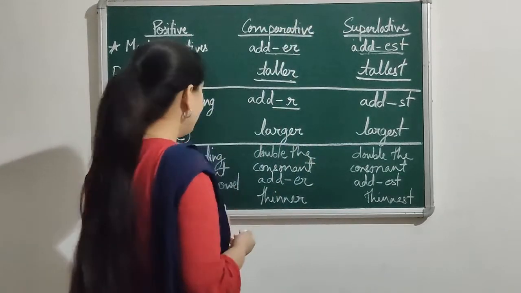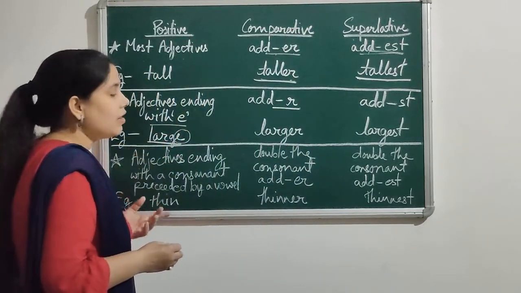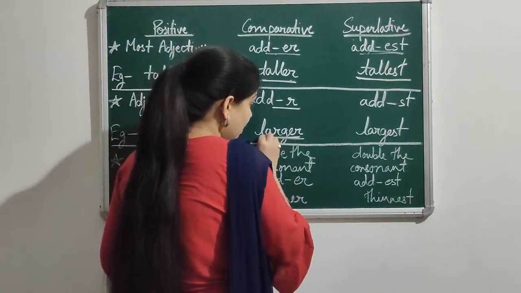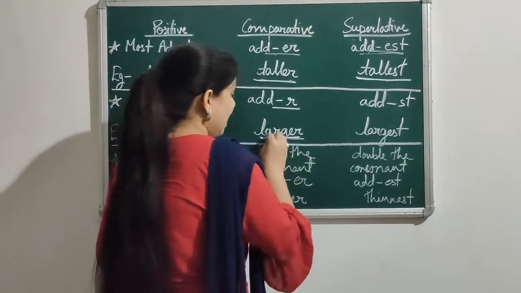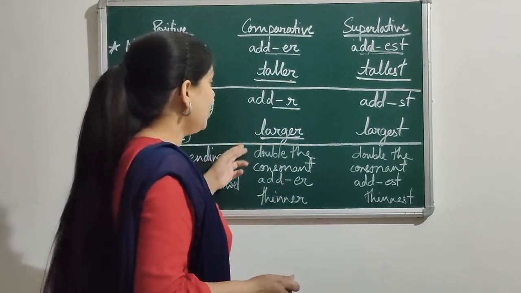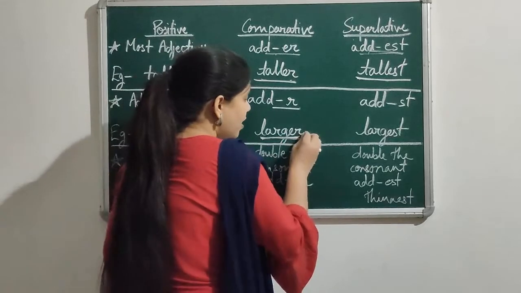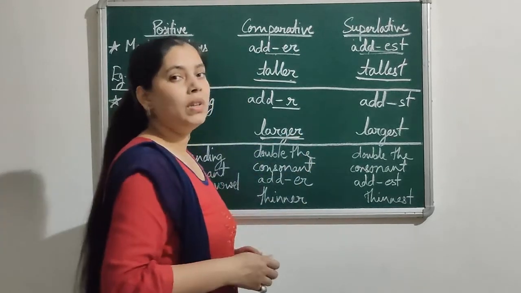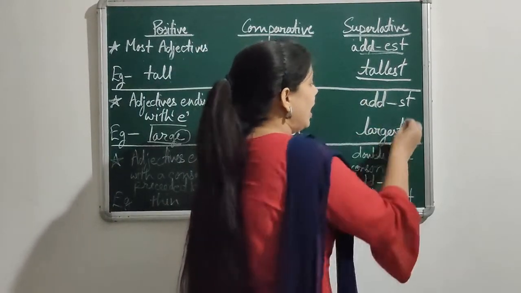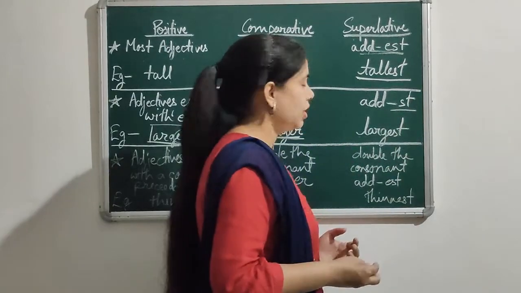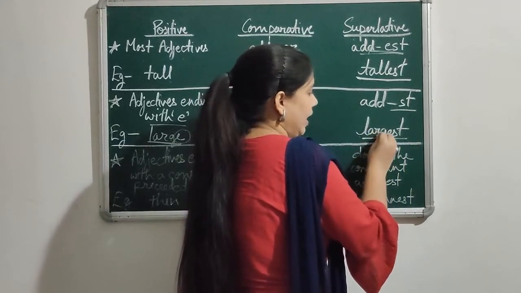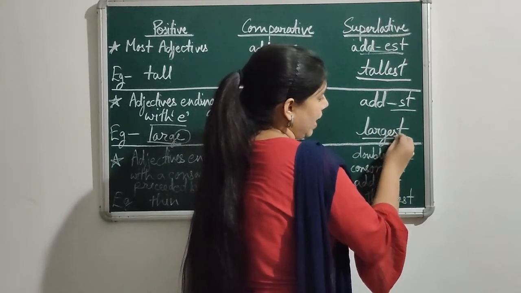For what will happen if we add R to the word large? The word will become larger, and this word larger is the comparative degree, L-A-R-G-E-R. G-E was already given in the positive degree, and in comparative degree we have added R to it. Now this word has become larger. To form the superlative degree of the word large, we will add st to the word. Now the word will sound like largest, L-A-R-G-E-S-T.